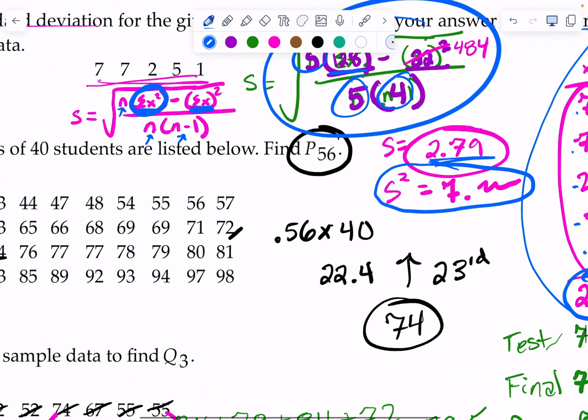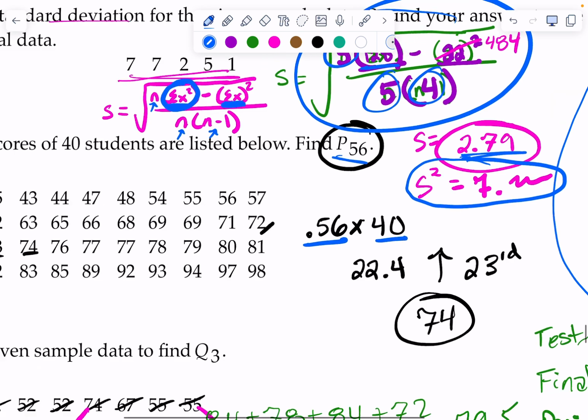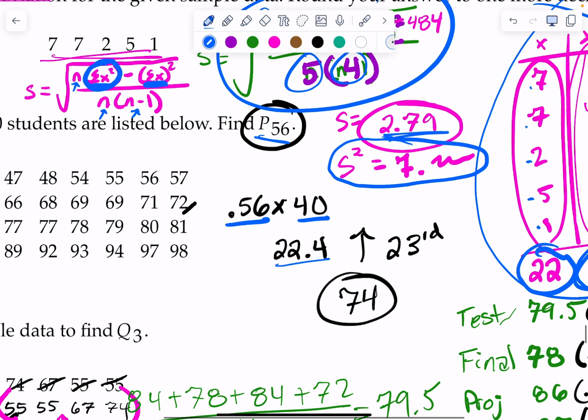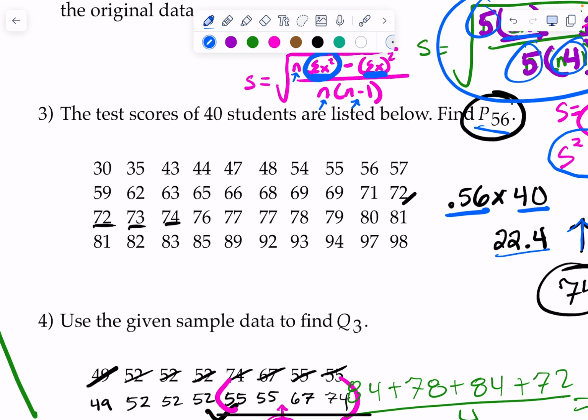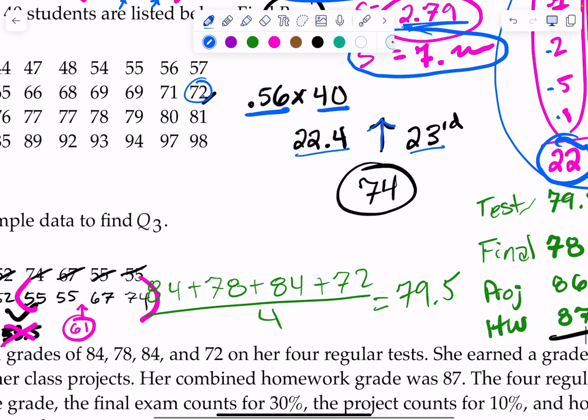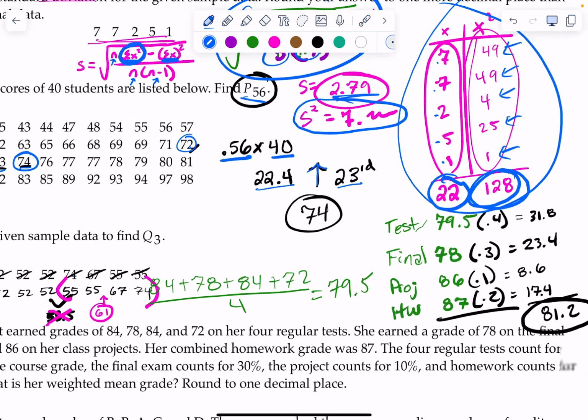Number 3. The 56th percentile is 0.56. You take that times 40 numbers because there's 40 numbers in this data set, which is 22.4. We round that up to the next number, which is the 23rd number. And the 23rd number in my data set: 72 would be 20, 21, 22, 23 is 74. So 74 is the correct answer for that.